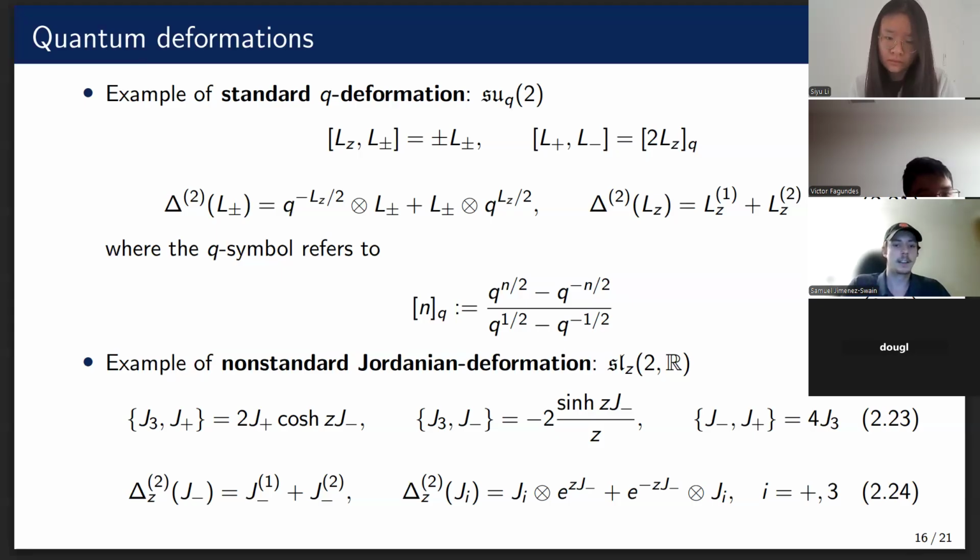And then the second example of a quantum deformation is the so-called non-standard or Jordanian deformation. The one I'm looking at being the Jordanian deformation of SL2R, the Lie-Poisson SL2R. And this type of deformation has the same deformed coproduct map. If you imagine sending Q to e to the power of z, it's the same deformation. However, the bracket relations are now deformed by these hyperbolic trig functions instead of the Q bracket.